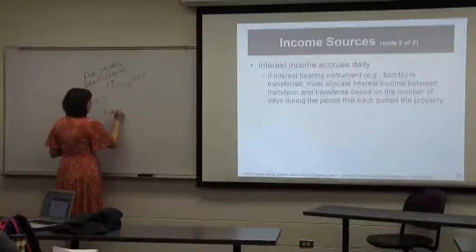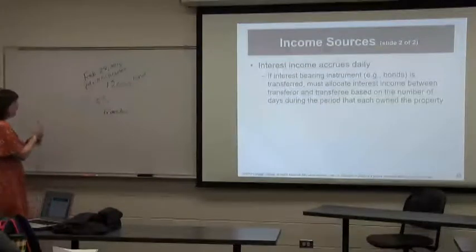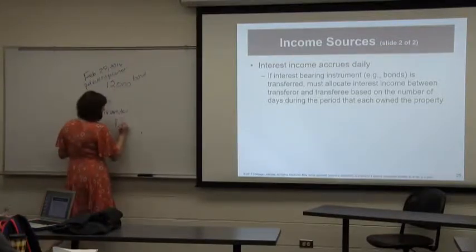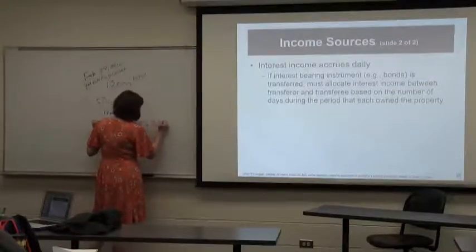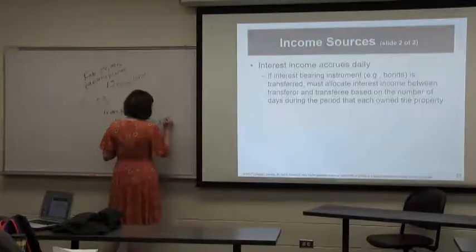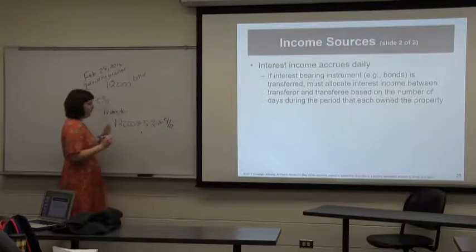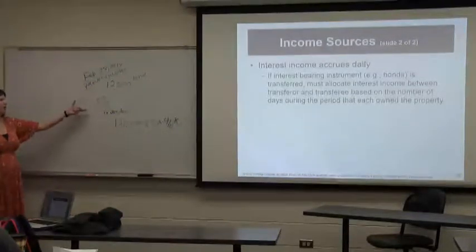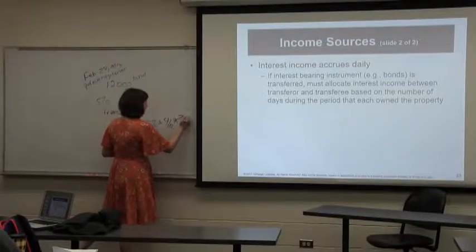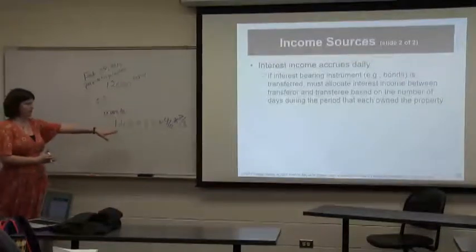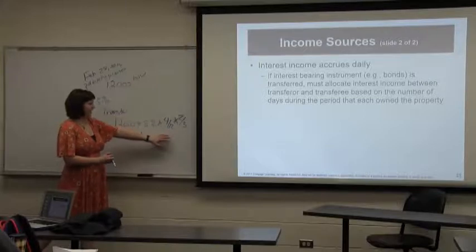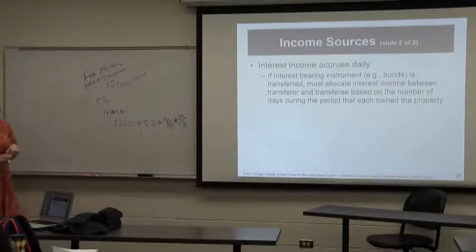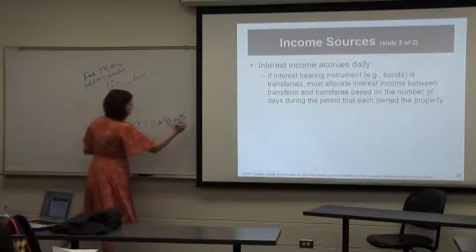So for the transferor, we want to know how much interest income they are going to have. Okay. So we have $12,000 times 5% times 4/12, because there are 4 quarters in a year. And how many months of that quarter did the father own the bond? 2, right? So 2 out of 3. So it's paid once a quarter, right? 4 out of 12. There's 4 quarters in a year. And the father owned it for 2 months out of the first quarter. So the father is going to have interest income of $100.